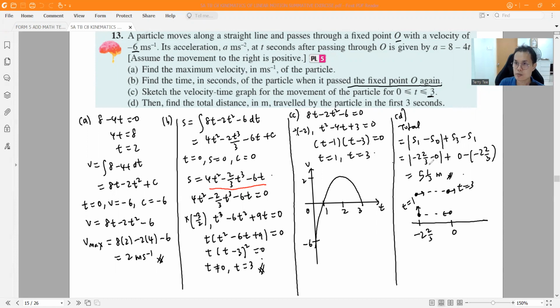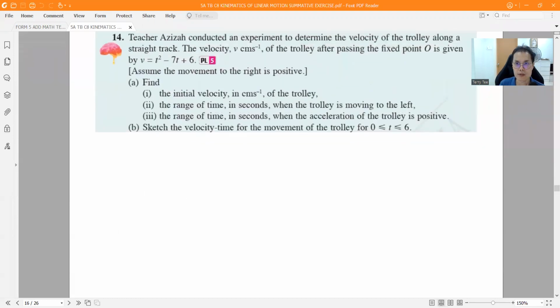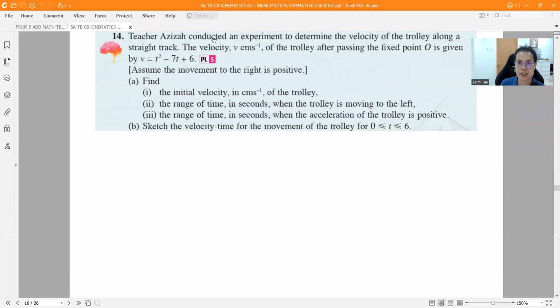Okay, let's move on to question 14. Teacher Aziza conducted an experiment to determine the velocity of a trolley along a straight track. The velocity is given by this function. Find the initial velocity. Very simple. Initial happens when t is 0. We put 0 inside these two. My v is just 6. In this case, it's cm, so I'm going to write cm per second.